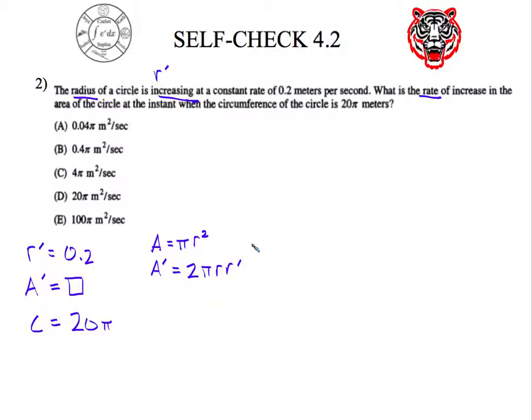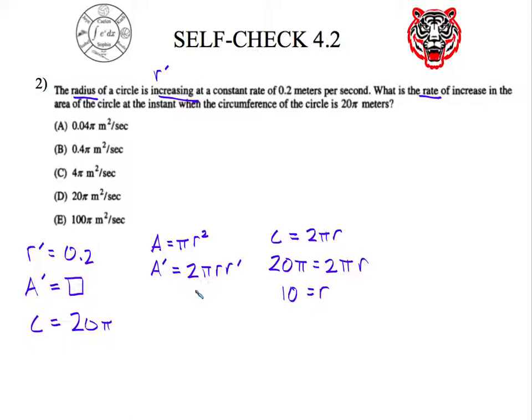We're also given circumference, so we might want to write that one down too. So circumference is equal to 2 pi r, and it doesn't give us c prime, so we might not need to use that. So let's take a look at a prime, because if we can just sub in, we're done, right? So for a prime, we need an r and an r prime. We don't have an r, so we must use this to figure out the r. So let's do that. 20 pi is equal to 2 pi r, and divide both sides by 2 pi, and you get 10 is equal to r.